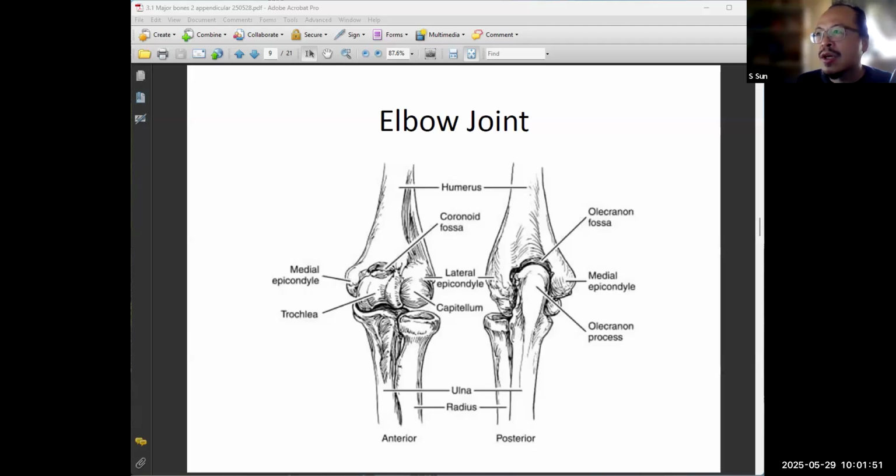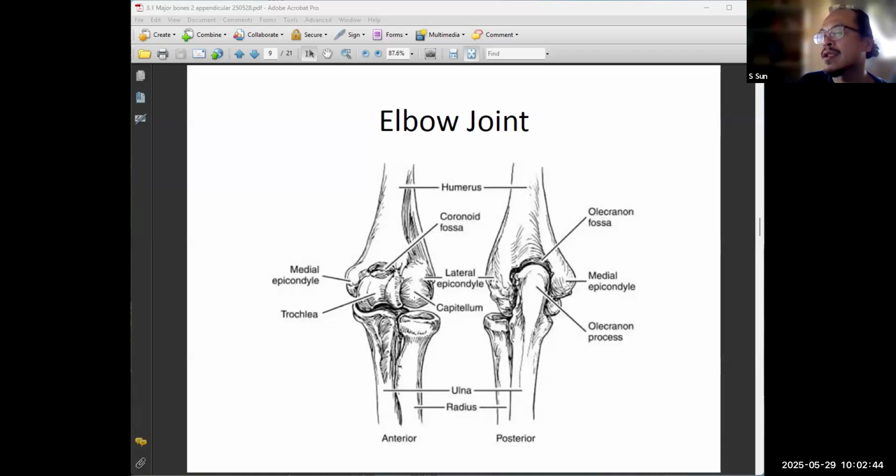Because here is a trochlea, the trochlea allows the ulna to slide back and forth without a problem. But in extension, the movement gets stopped at about 180 degrees by this olecranon process of the ulna. The olecranon process will sit into the olecranon fossa of the humerus. So that's that.